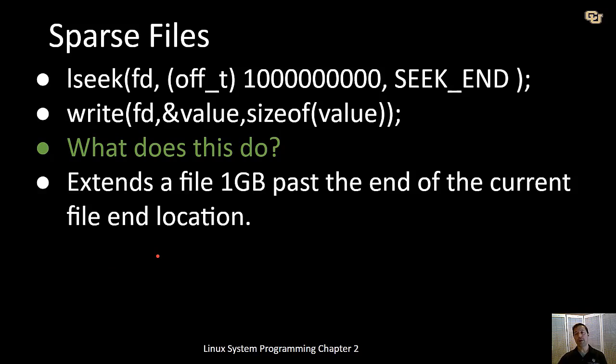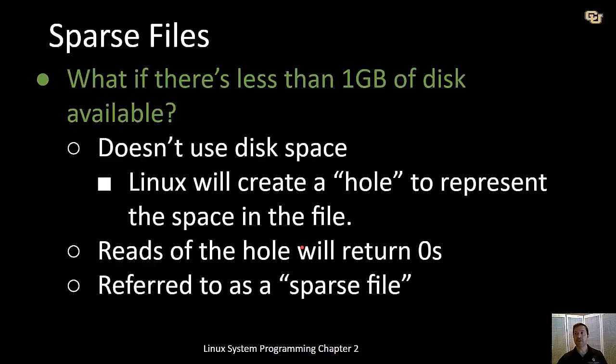So talking a little bit more about sparse files, if you use lseek and let's say you seek to a gigabyte offset based on SEEK_END, so in other words, I'm going to locate from the end of the file 1 gigabyte out on my current file descriptor, and then maybe I just write one unsigned integer value out to that location. This would extend the file 1 gig past the end of the current file location. So what if there's less than 1 gigabyte of disk space available? Would you expect this command to fail?